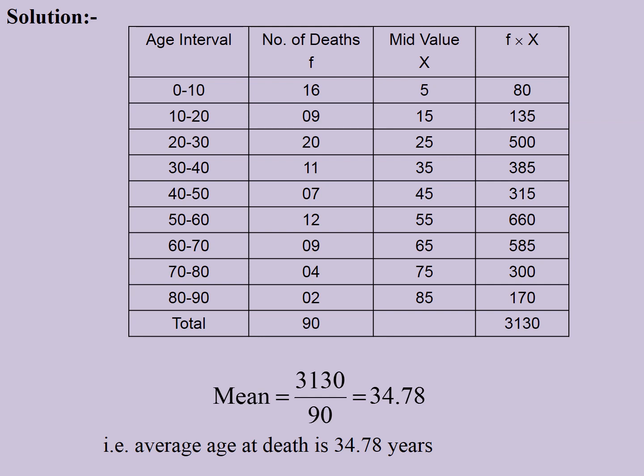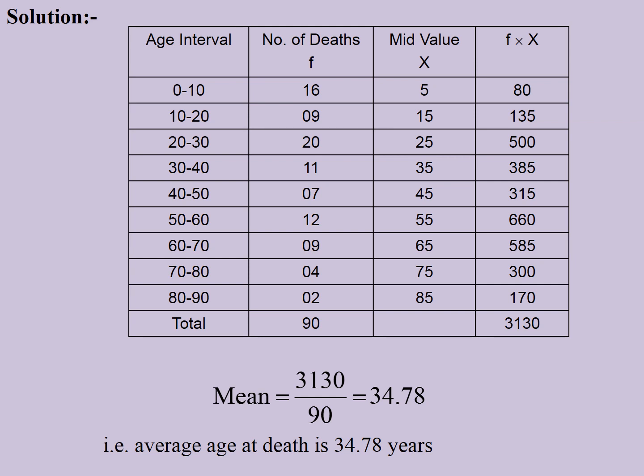Now in the fourth column you have to multiply f with x to calculate the number of deaths in that particular age interval with the help of the mid values. The first value is 80, then 135, and so on till the last, the 80 to 90 years age group, which is 170. After doing that, you take the summation of f into x, and that comes to 3130.